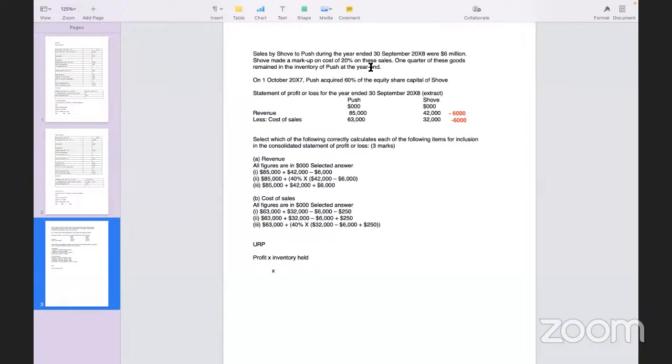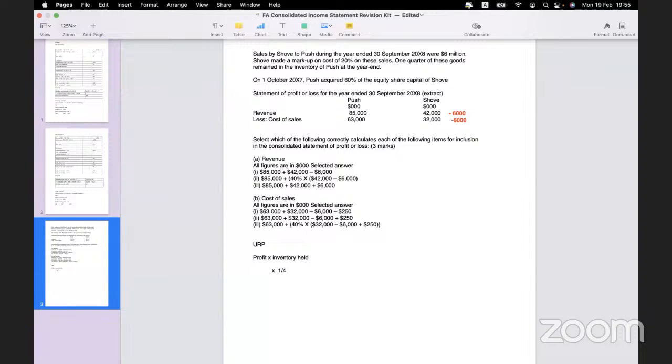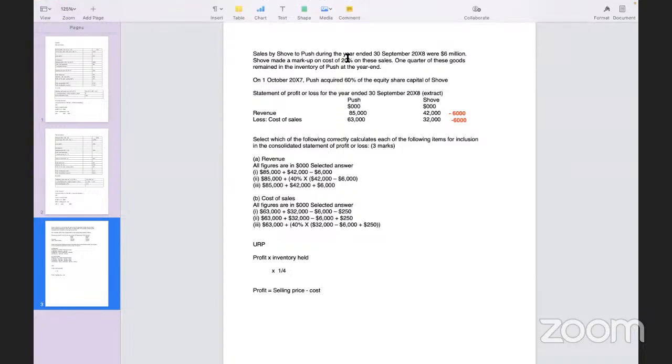Right, inventory held here, guys, 1/4 is still there inside the inventory. So divide this by 1/4. Okay. Now guys, when you divide this by 1/4, let's check and see then the profit. So the equation is normally profit equals selling price minus cost. So this is also, guys, a markup. Markup means profit is 20%.